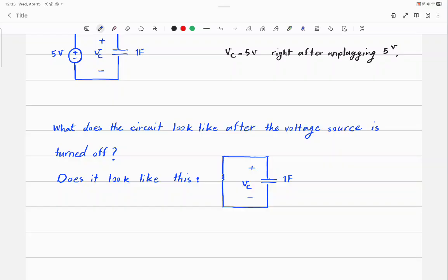Just to make sure that my long discussion about this resulted in something. So as soon as I unplug the voltage source, what's the voltage across the capacitor? 5, not 0, 5.